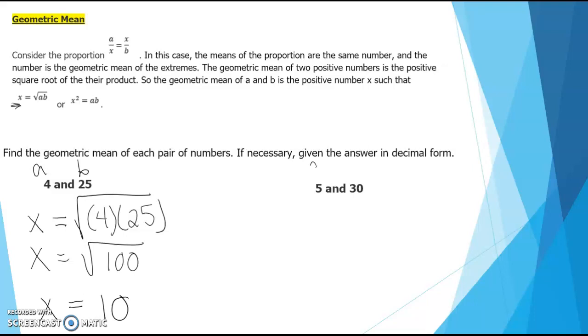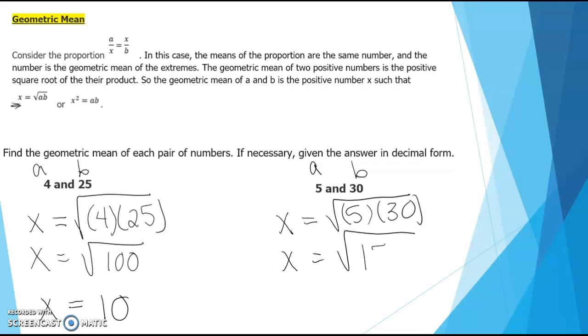We can do the same thing here, A, B. So the geometric mean is the square root of the product of 5 and 30. 5 times 30 is 150. And the square root of 150 is about 12.47. Or if you just wanted to round to the tenths place, we could do 12.5.